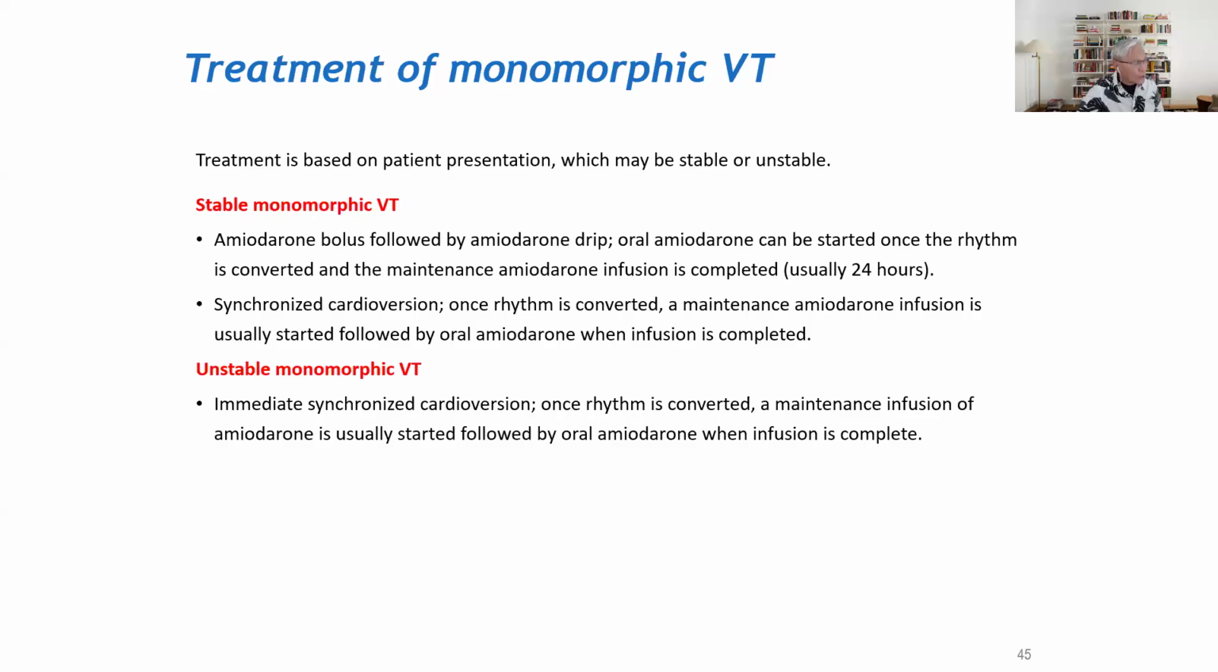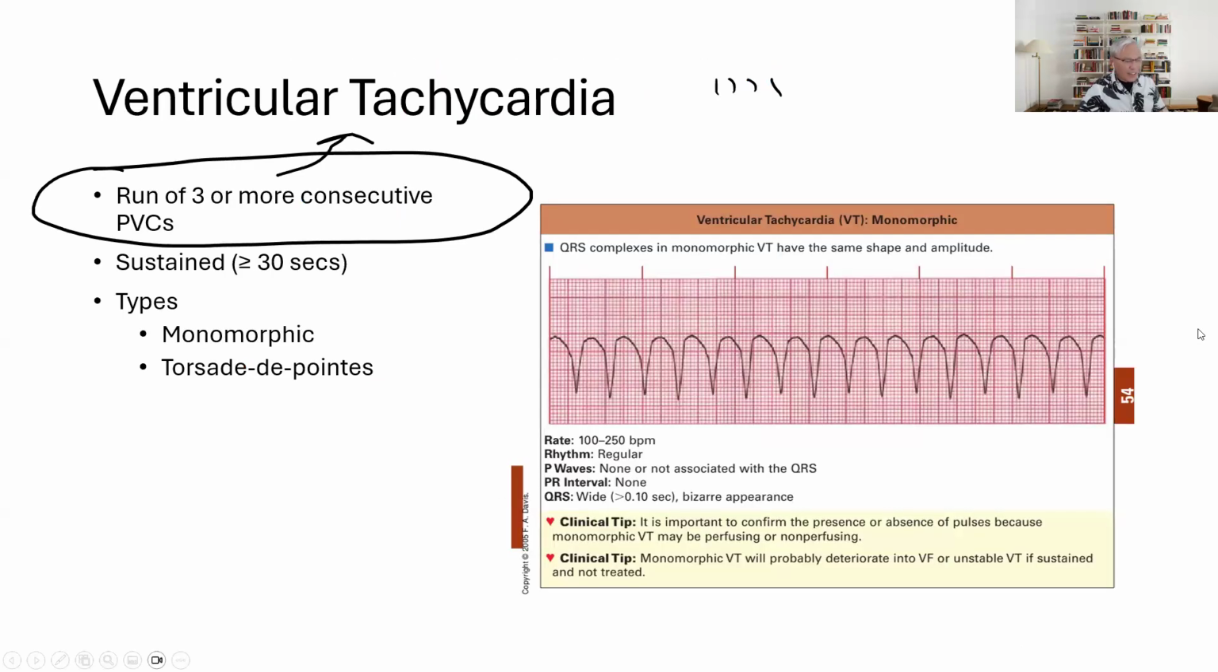You remember CASH? What is C? Chest pain. A. Altered mental status. S. Shortness of breath. And H. Hypotension, or hypoxia. Very good. Okay. So that is ventricular tachycardia.